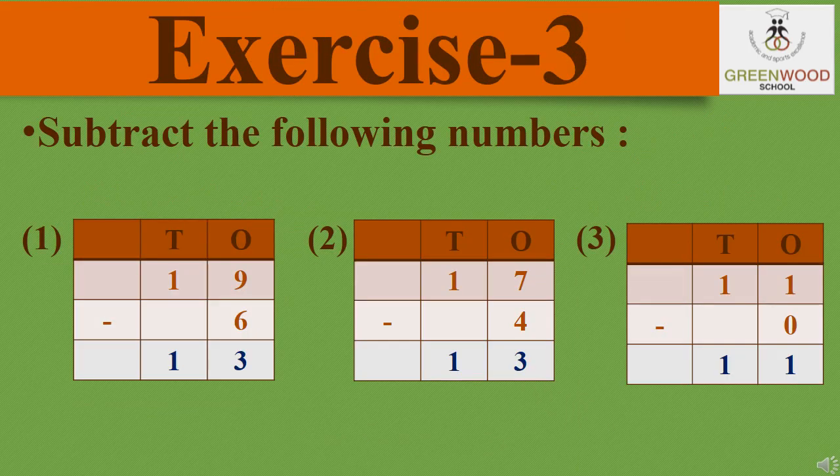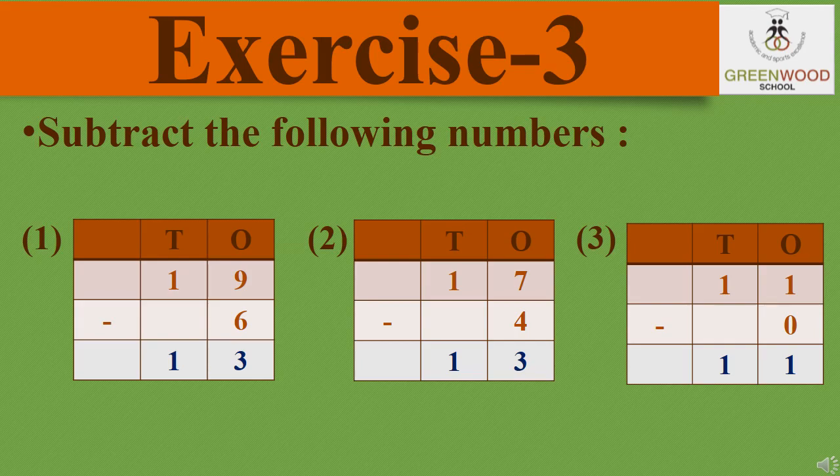Exercise 3. Subtract the following numbers. First one, 19 minus 6. Step 1. Subtract the ones. That is 9 minus 6. So take out 9 fingers. Now fold 6 fingers. What is the answer? 1, 2, 3. Step 2. Subtract the tens. Now we have only 1. Below that nothing is there. So copy 1 as it is. So the answer is 13.